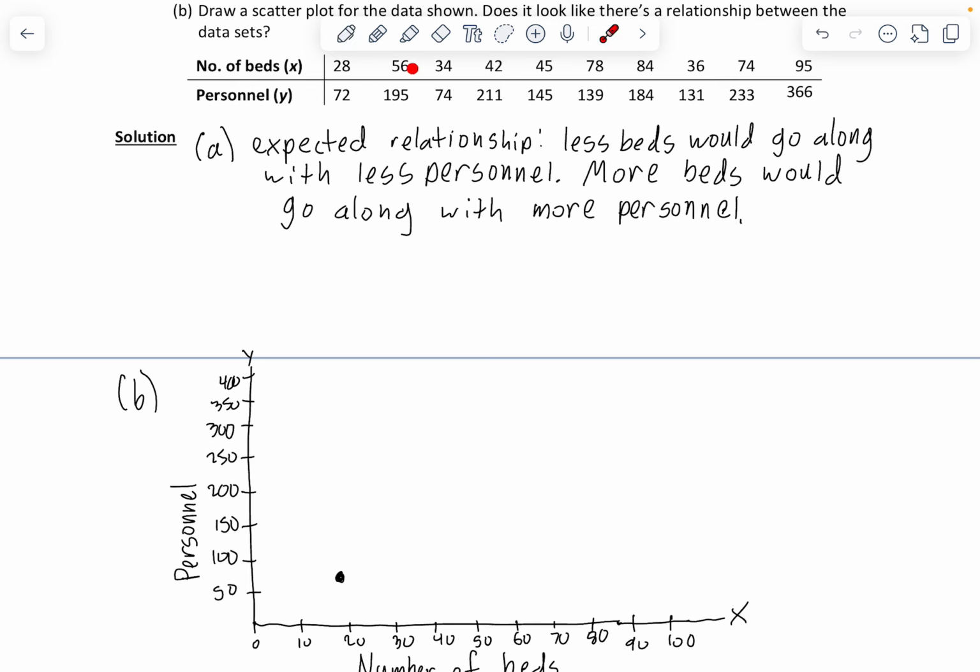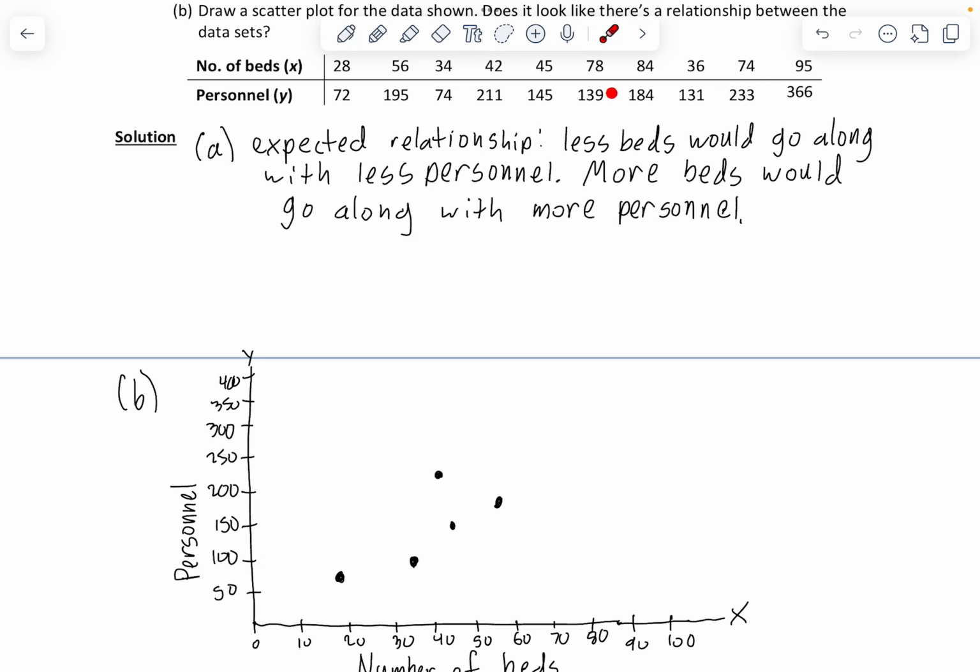Then I have x equals 56, y equals 195. I will estimate that about there. Then I have x equals 34 and y equals 74. Let's estimate that to be about there. Then x equals 42, y equals 211. Again, looks like right about there. Then x equals 45 and y equals 145. I'm going to say right about there.